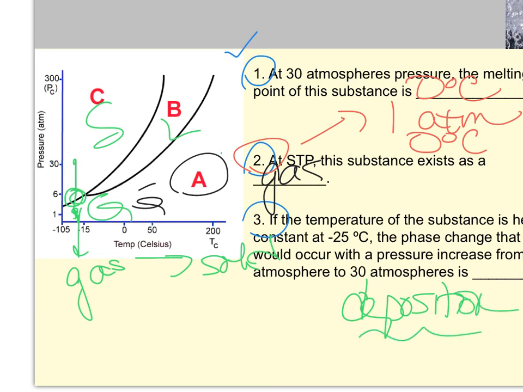Okay. So those are typical questions you might be asked about a phase diagram. And that is it for this PowerPoint.